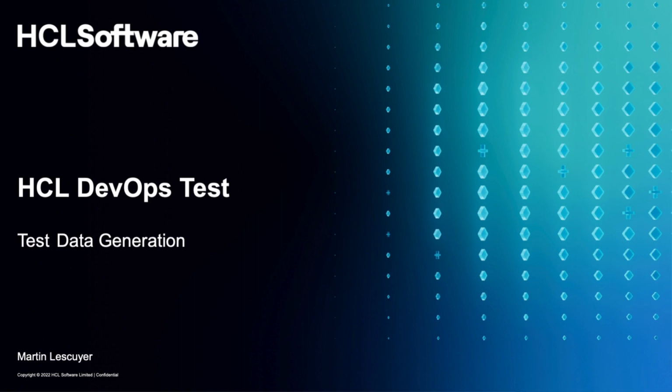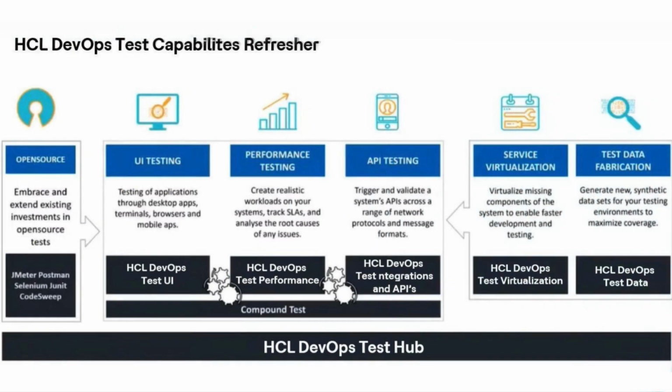To start, I thought it would be useful to have a very quick refresher about what One Test is: a portfolio, a set of tools dedicated to testing. We are basically addressing three different important kinds of testing. The first one is around UI testing, whether you are using Windows desktop applications, browsers, mobile applications, or even mainframe terminals like vintage green screen stuff.